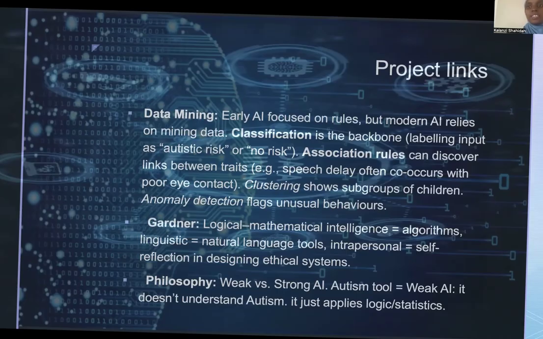And then clustering. Clustering is going to show subgroups of children. You're going to identify these children. Multiple autistic people have different ways of showing their autism. So we state those ways, and then we shall group them and get those subgroups.